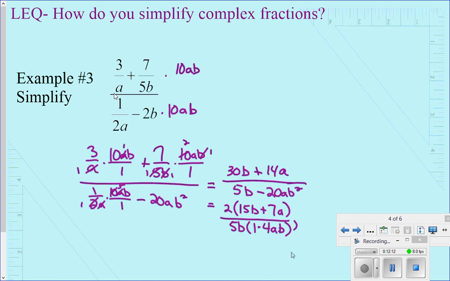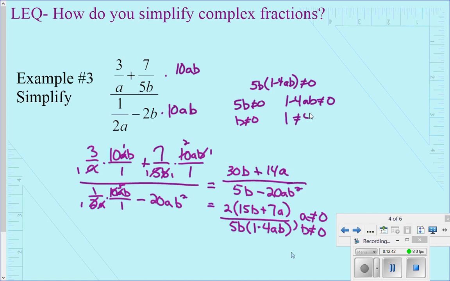So looking at the original denominators, a, 5b, 2a, and 1, we can see that both a and b can't equal 0, again, from those original denominators. Now, setting my final denominator not equal to 0 and solving gives me 5b can't equal 0, which means b cannot equal 0, which we already knew. And 1 minus 4ab cannot equal 0, which means 1 cannot equal 4ab.